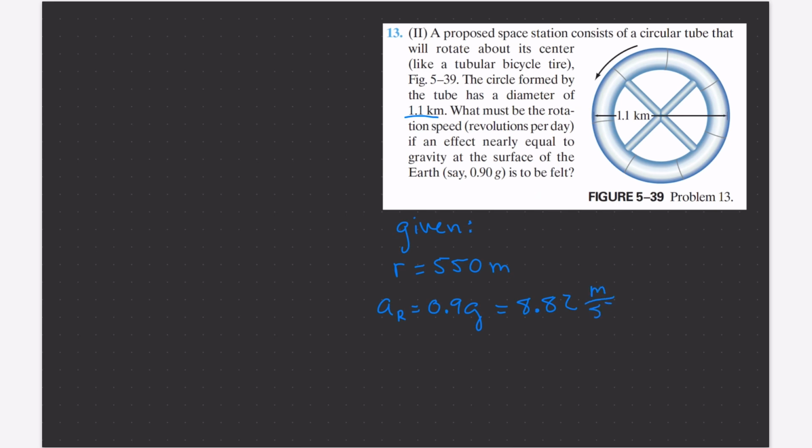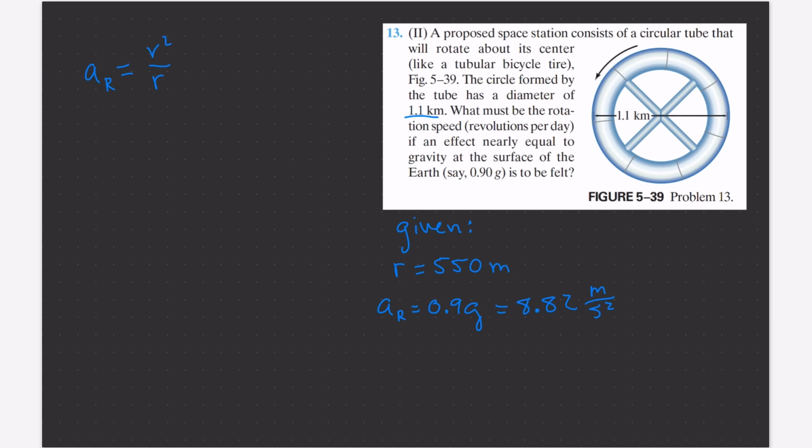meters per second squared. Now, the question is asking what is the frequency, because it's asking about revolutions per day. Now, if we're in SI units, then when we solve for frequency, we'll have revolutions per second, and then we're just going to have to convert that to days. Now, to get started, let's go ahead and write our relationship between the centripetal acceleration and the velocity and radius of uniform circular motion. So we have that the centripetal acceleration is equal to v squared over r.